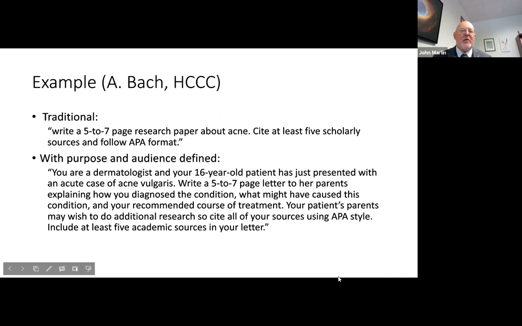And it says here, you are a dermatologist and your 16-year-old patient has just presented with an acute case of acne vulgaris. Write a 5 to 7 page letter to her parents explaining how you diagnosed the condition, what might have caused this condition, and your recommended course of treatment. Your patient's parents may wish to do additional research, so cite all of your sources using APA style. Include at least 5 academic sources in your letter.